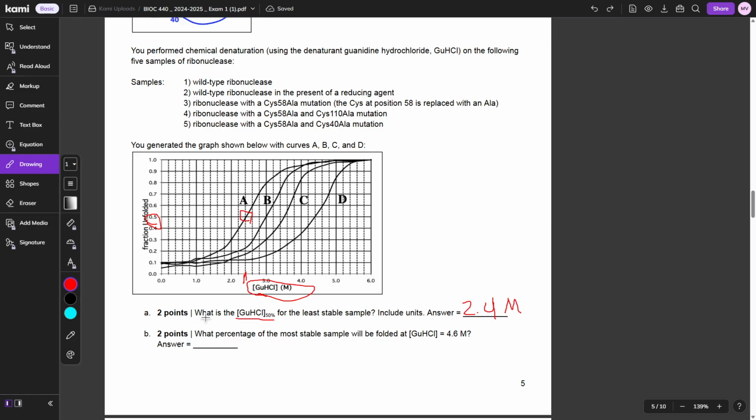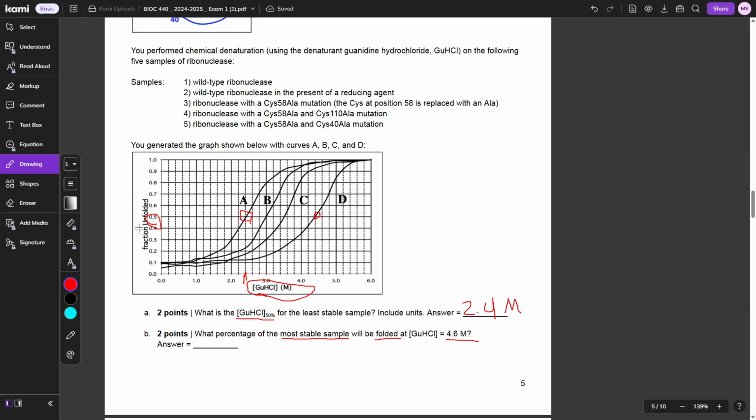Okay. All right. Next, we have the percentage for the most stable sample at 4.6 molar. The most stable sample is going to be the one that has the largest GuHCl at 50%, and that would be D, because this is the 50% mark here. So it's asking specifically about 4.6. And remember, look at the question. It's asking about folded, not unfolded. The graph tells you unfolded.